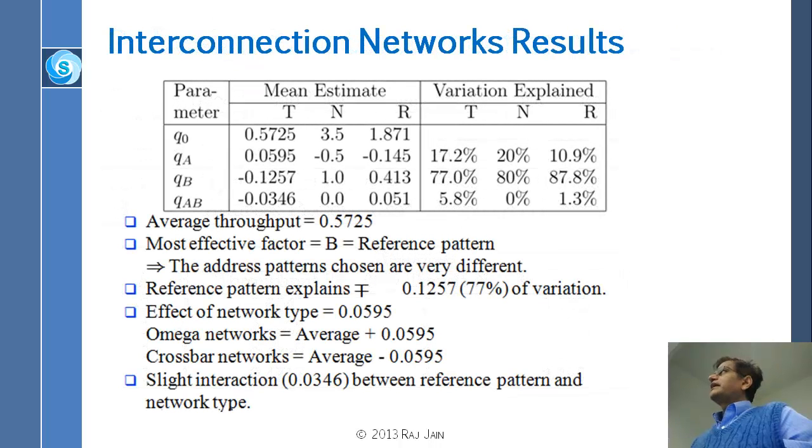Alright, and interaction is small, so you can't say that this is good for one kind of network. Interaction is only 5% or 6% at most, right? So that is for the throughput. If you do n, almost the same result, 20%, 80%. If you do response time, even worse result, 90% is explained by B, the workload. And so this would basically say that the workloads are very different in this case, and they are the cause of all the variation in the results.